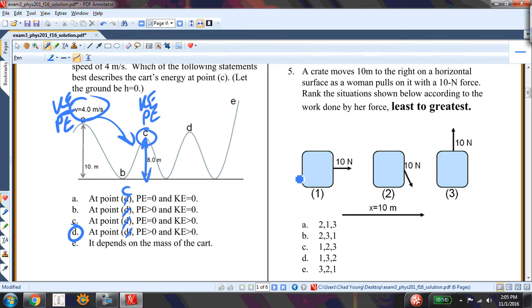Rank these situations by the work done by the force, from least to greatest. Well, the one that does the least work is this one. It does 0 work because notice the force is perpendicular to the displacement. Then this does the next biggest work, and then this does the most work of all. So from least to greatest is 3, 2, 1. E is the right answer.